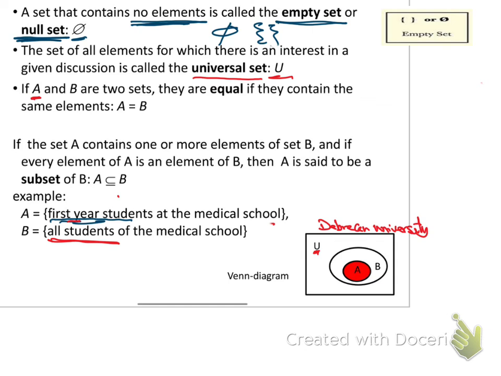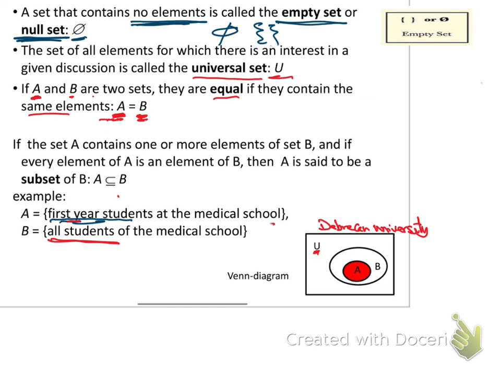Okay, so when can I say that two sets are equal? If all the elements in A and all the elements of B are the same, but could be in a different order, 1, 3, 5, 7 or 7, 5, 3, 1, but the same elements, 7 and 1 and 3 and 5, so they are the same. So I can say that they're equal. Set A and B are two sets. They are equal if they contain the same elements, both of them, okay?